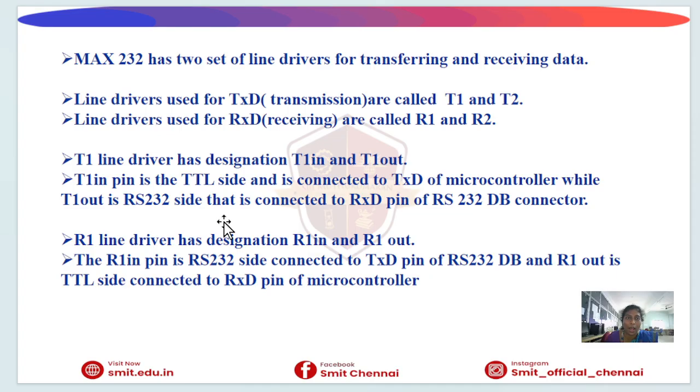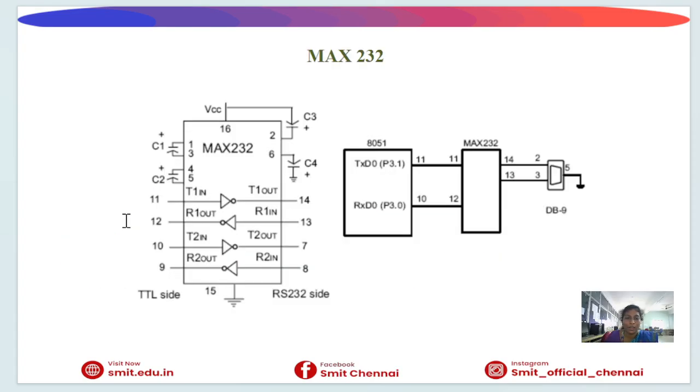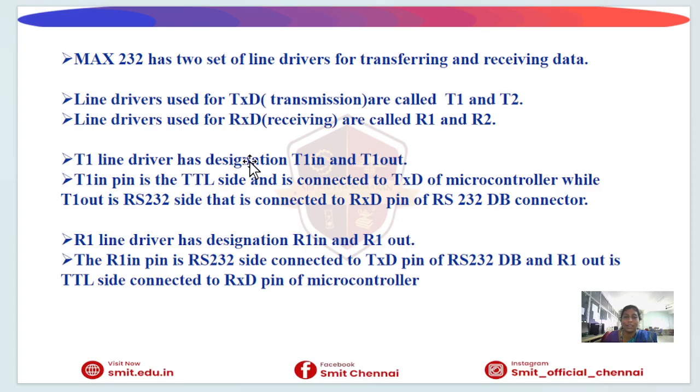T1 in is the TTL side input connected to the transmit pin of the microcontroller, and T1 out is the RS232 side output connected to the DB connector. R1 in is the RS232 side input from the DB connector, and R1 out is the TTL side output connected to the receiving end of the microcontroller. So the MAX232 performs voltage conversion in both directions.